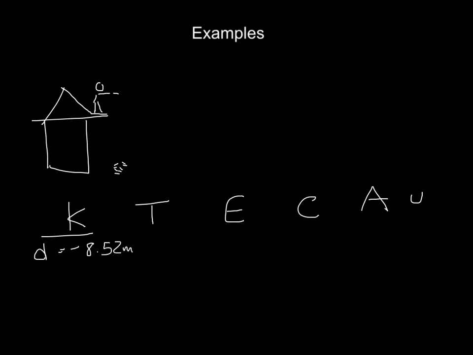Now, why did I choose a negative value here? Because from Luke, which I am choosing as my frame of reference, this would be our 0 mark, and where they landed would be our value. I've decided that if it went above Luke, it would be positive. If it's going below Luke, it will be negative. So the value will be a negative 8.52 meters.